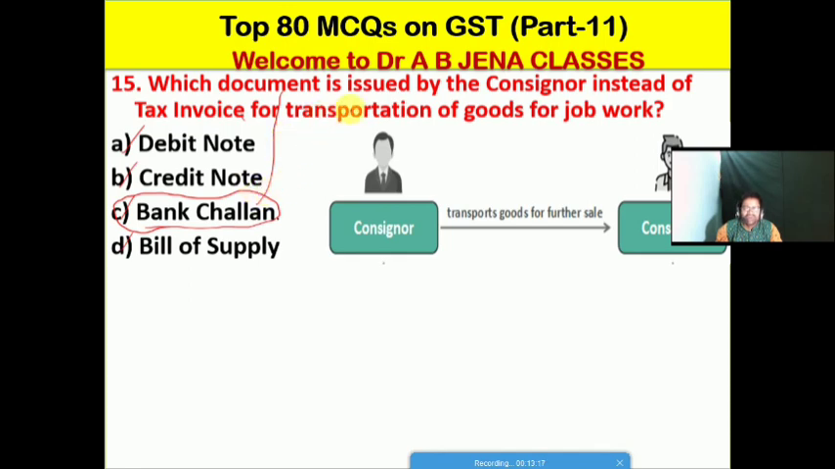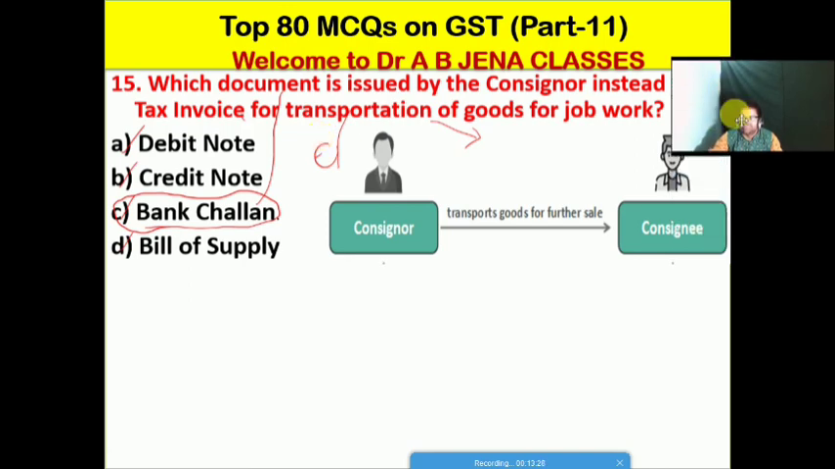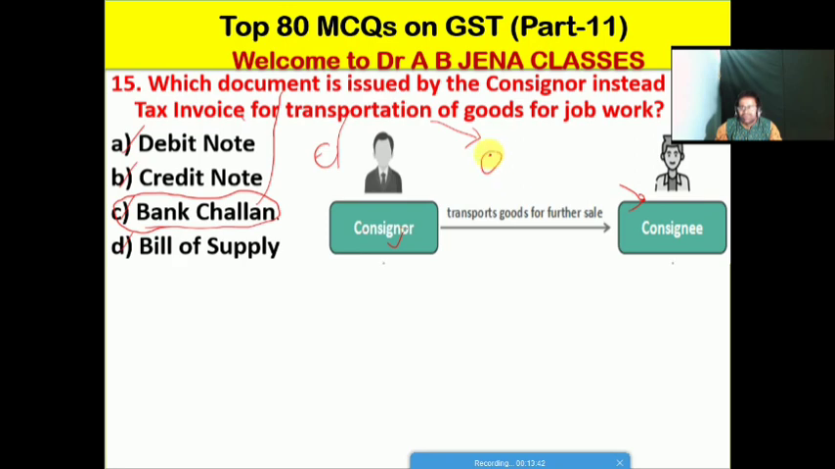So friends, so आइए हम चर्चा करेंगे what is the meaning of or who is the consignor and who is the consignee in consignment. So आइए, the consignor is a person who transport the goods for further sales to whom? To the consignee. The meaning is the meaning of a consignor and consignee. Now I am hopeful that friends now are clear who is consignor and who is consignee.